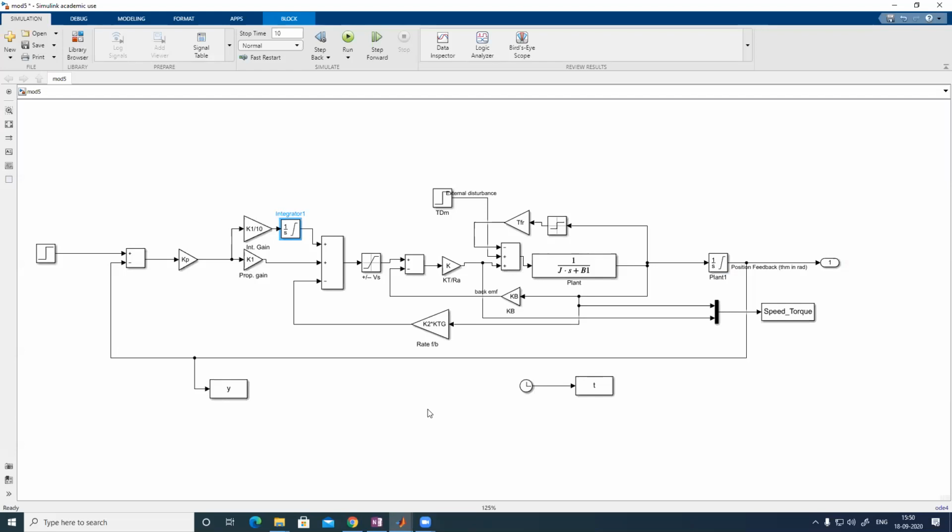Sir, name of this supply voltage limit block, plus or minus Vs, that block name. That is saturation in discontinuous blocks. Okay. Go to discontinuous blocks, saturation will be there.